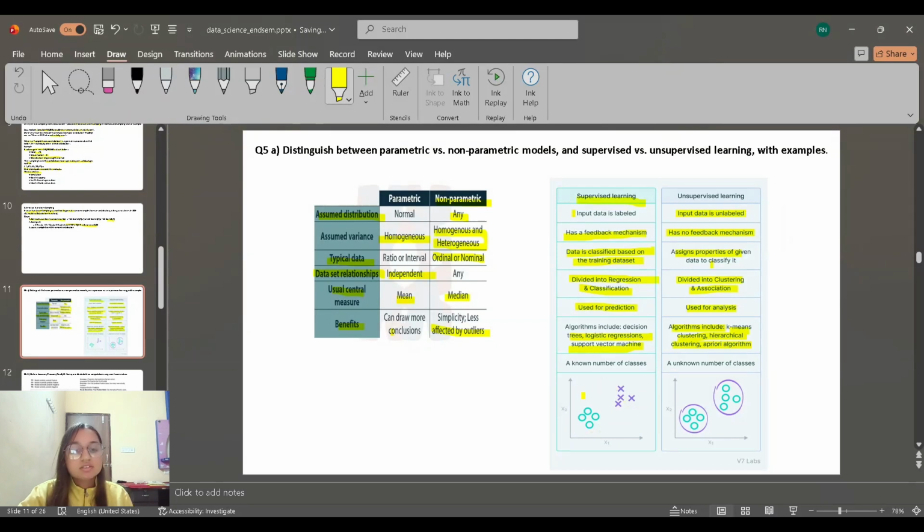These are the graphs for supervised and unsupervised learning. Here, in supervised, the number of classes is known and given, and in unsupervised, the number of classes is unknown.